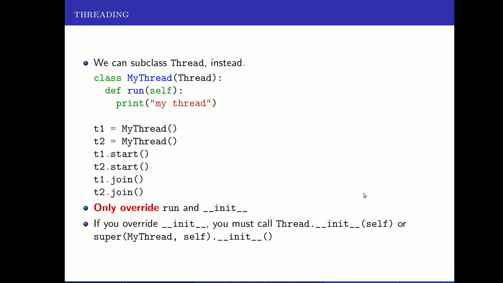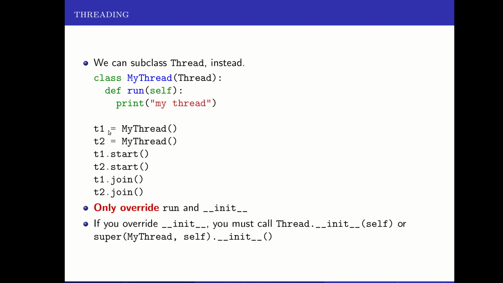And it's also worth noting that you really should only override run and init. There are some other functions that threads have in Python, and you really don't want to be messing with those, the ones that give you an identifier for the thread, or things like join, because you really don't want to be messing with how those work, or your threads may not get along very well with other threads in Python.